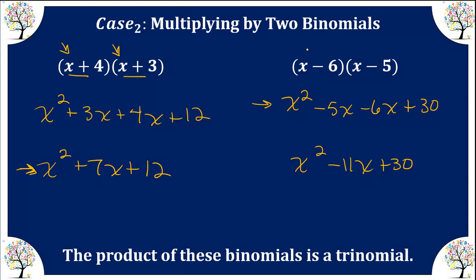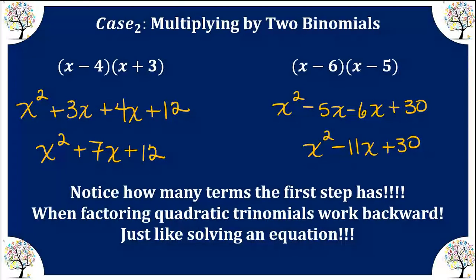So when we multiply two binomials, we have a trinomial. This is what we will be given, and we will be asked to find these two factors. x minus 6 times x minus 5 are the two factors of this quadratic trinomial. So again, notice that on each of these steps, when we multiplied these two binomials, we had 4 terms, 2 linear terms before we combined.